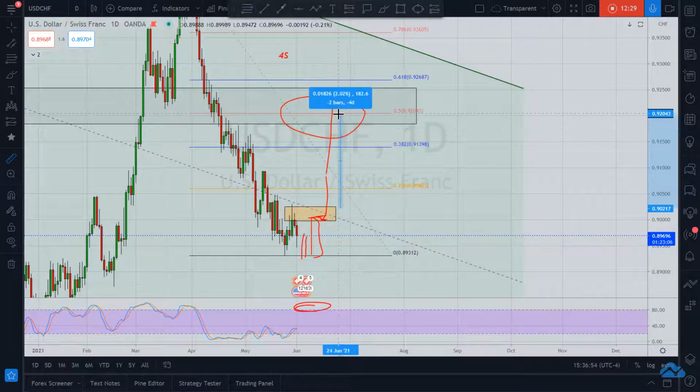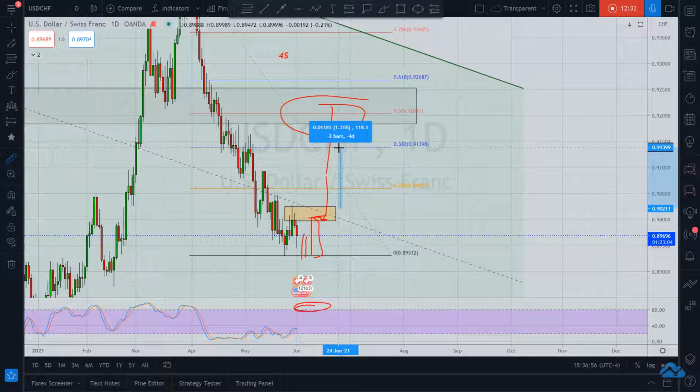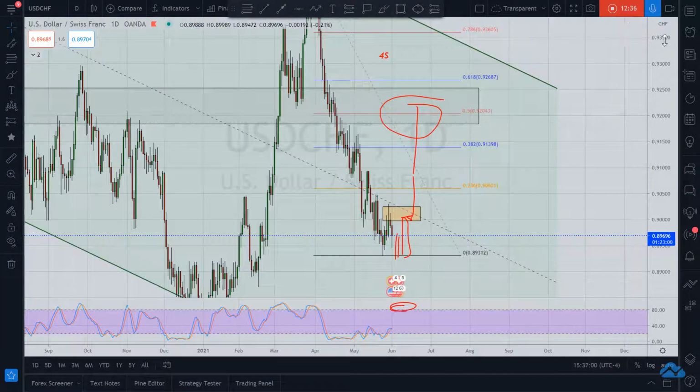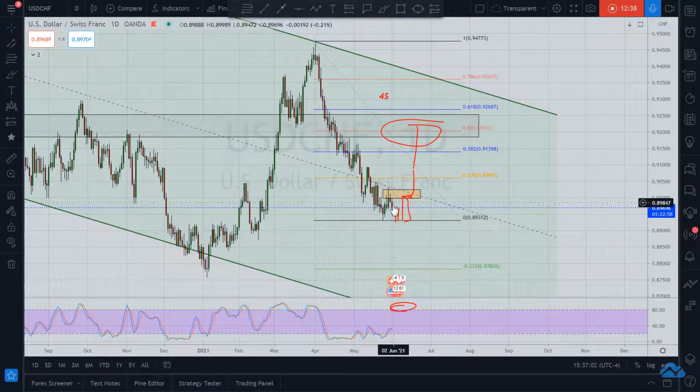If it gets up this high, even if it gets just to 382, that's over 100 pips, and that's good enough for me. All right, I like this setup. I'm just waiting for the bullish price action. Make sure that they confirm that this is support and it's not going to go any further down.